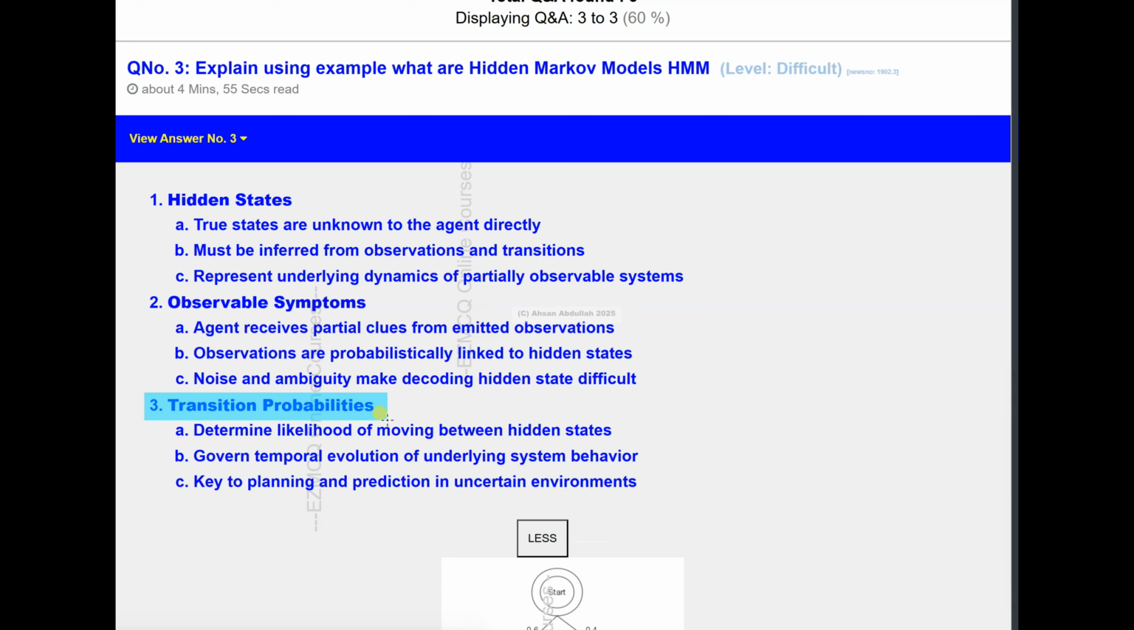And then there are the transition probabilities. These probabilities describe the likelihood of moving from one hidden state to another, which I just mentioned. They are crucial for prediction and belief tracking. In deep reinforcement learning, they form the backbone of model-based approaches, and they also help agents reason about future uncertainty and the dynamics of the environment.